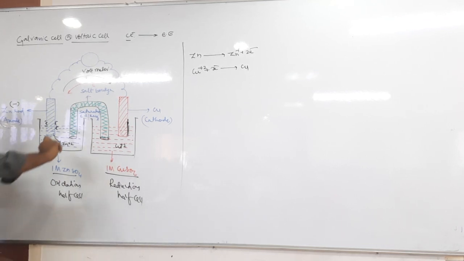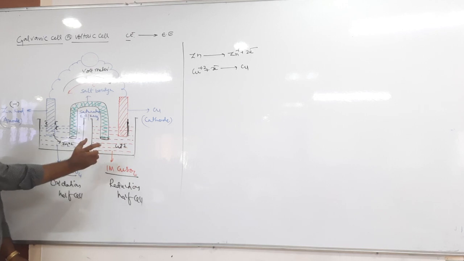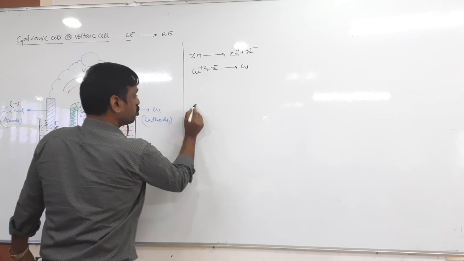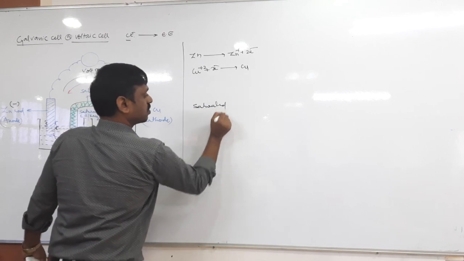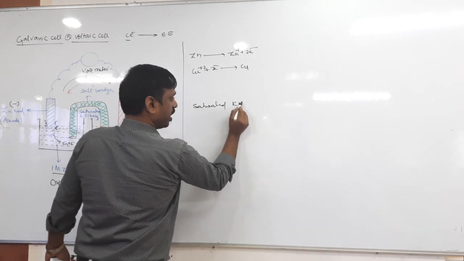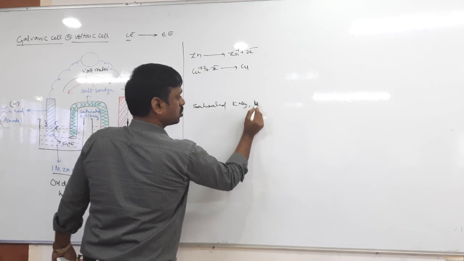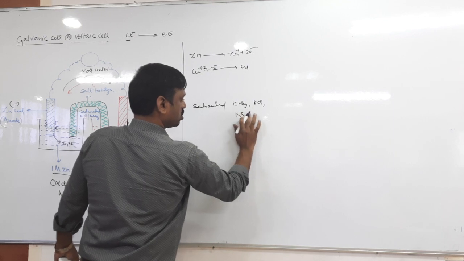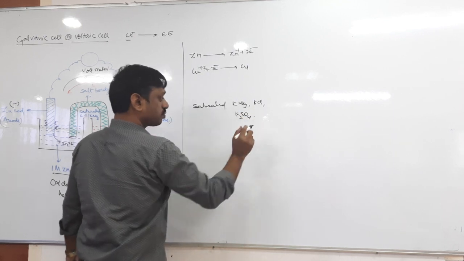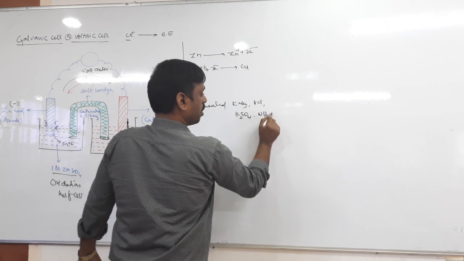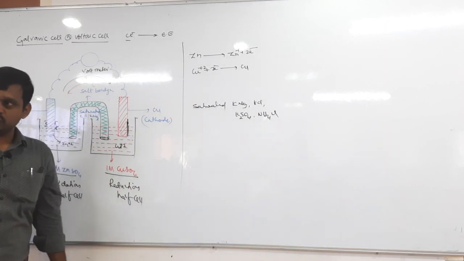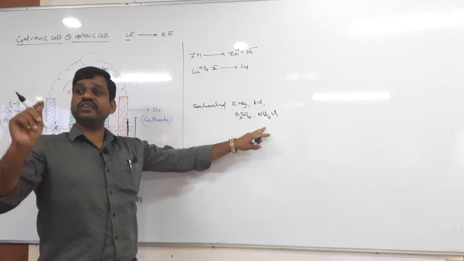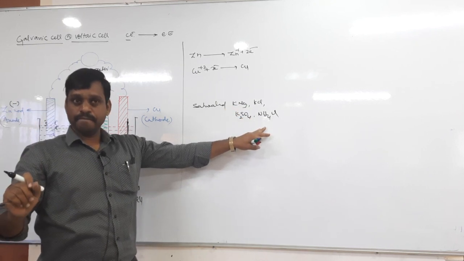Then what is a salt bridge? Here the salt bridge is actually a U-shaped glass tube, which usually contains a saturated solution of KNO3 or KCl or K2SO4, potassium sulfate, or even ammonium chloride. So the salt bridge consists of either KCl, KNO3, K2SO4 or ammonium chloride with agar-agar or gelatin.